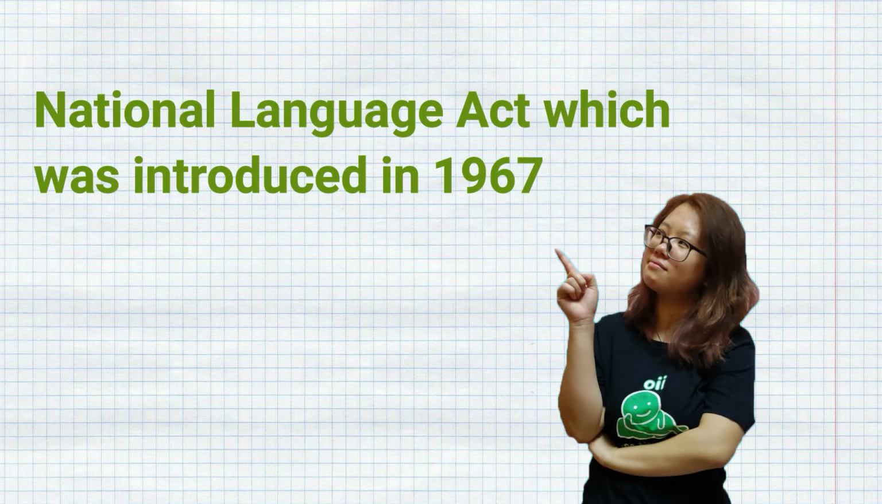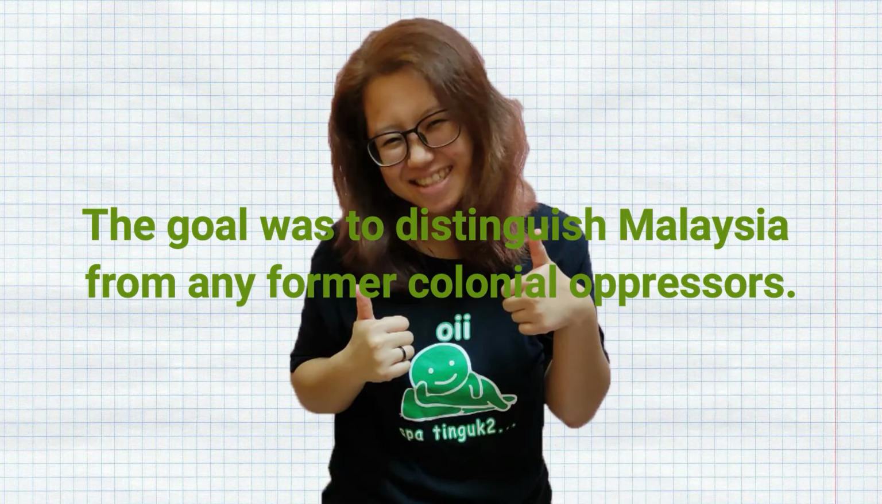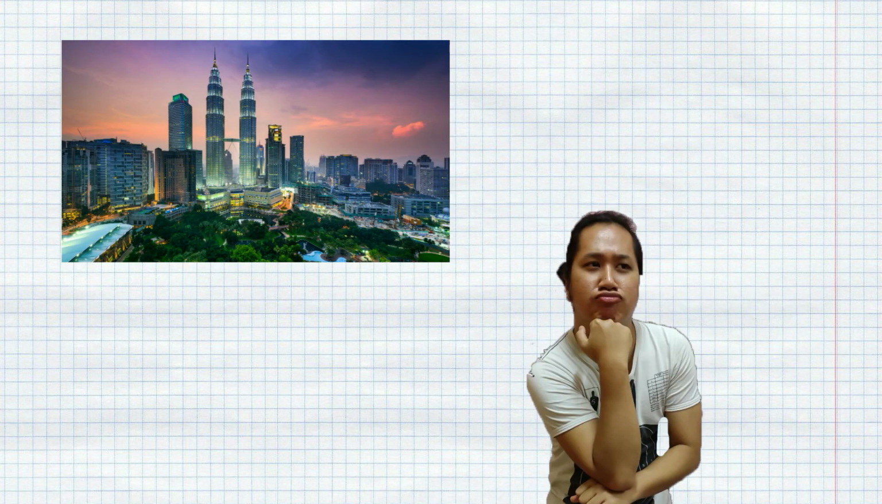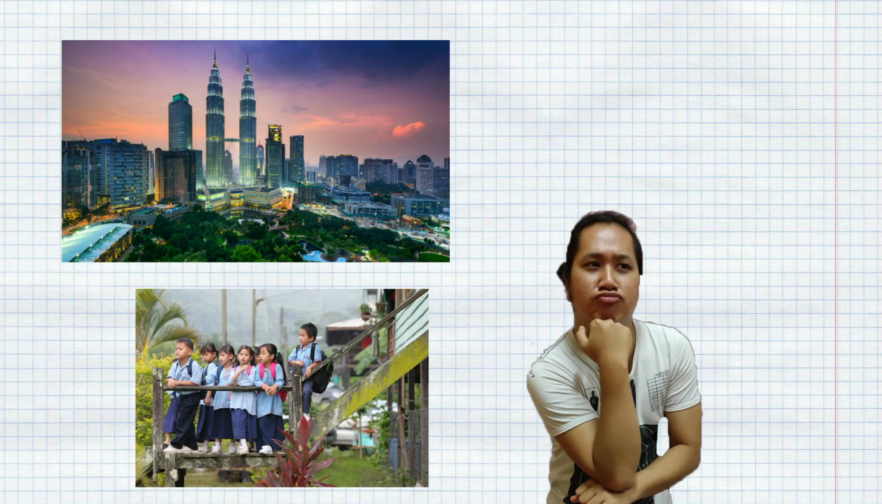This transition was in effect due to the National Language Act, which was introduced in 1967, and the goal was simply to distinguish Malaysia from any former colonial oppressor. Despite English becoming a second language in Malaysia, it is surprisingly more dynamic since there is a rising number of L1 English speakers. This is true for the urban parts of Malaysia, but for the rural parts, English is still identified as a foreign language.